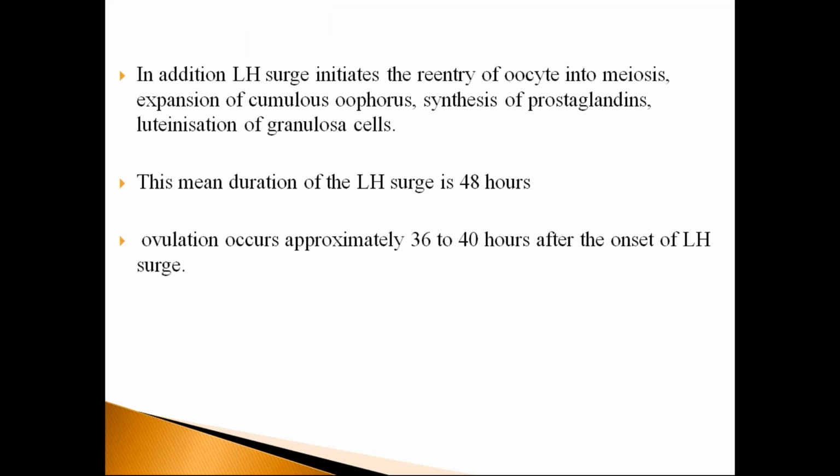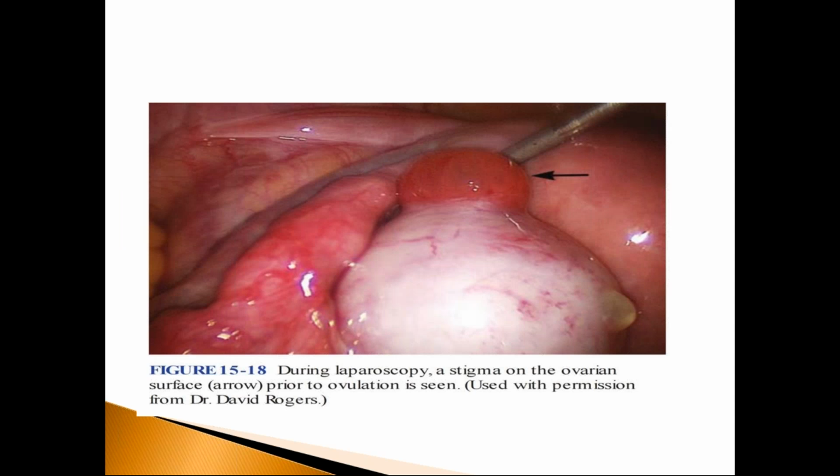In addition, the LH surge initiates the re-entry of the oocyte into meiosis as well. The mean duration of the LH surge is 48 hours. Ovulation usually occurs approximately 36 to 40 hours after the onset of the LH surge. So this LH surge usually is maintained for 48 hours, and about 36 hours after the onset of the LH surge, ovulation happens. So this is the ovarian stigma. It follows the ovulation. If you see, just prior to ovulation, this Graafian follicle is usually seen on the surface of the ovary.